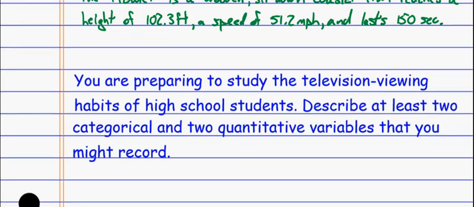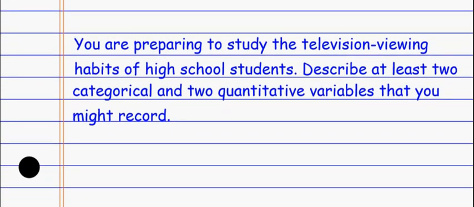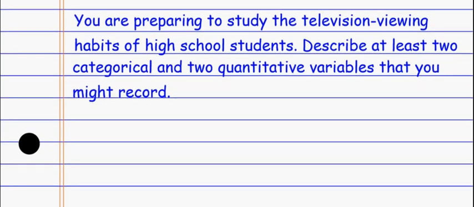Okay. Then this last thing here, we're preparing a study for television viewing habits of high school students. And the question is, what kind of variables would we want to look at? And let's do at least 2 categorical and 2 quantitative data types here. So do the categorical and the quantitative variables here. Okay. And so you think about categorical, you might try to figure out, I don't know, what kind of genres do the students like? Like, do they prefer action, comedy, that kind of stuff?